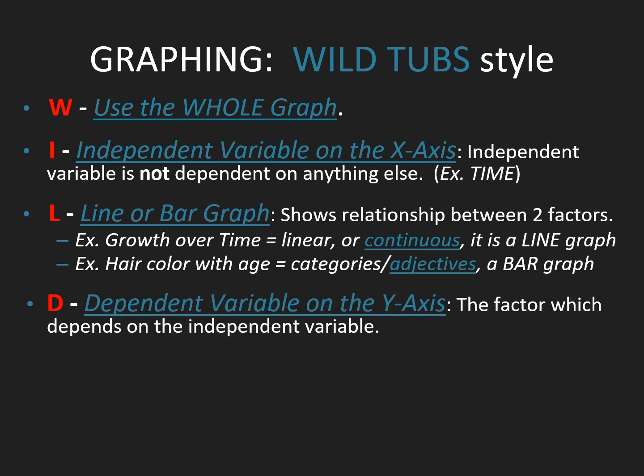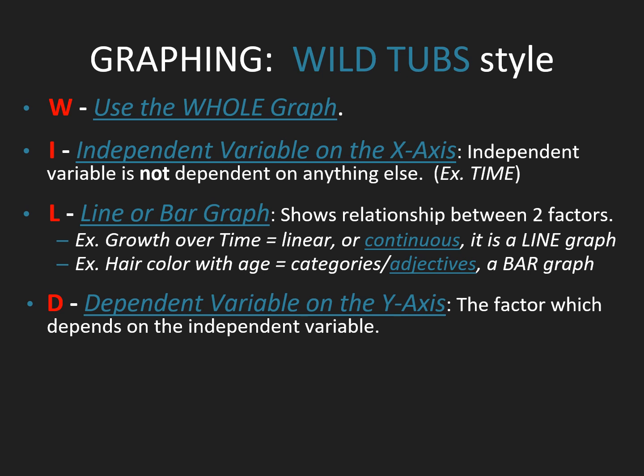So our D is dependent variable, and that's going to go on the y-axis. This is what we're measuring, and this is what is dependent on the independent variable. Look back at your previous notes, know that it's a little bit more complex than that, but for now, yes, we can go back to this old factor. The dependent is being changed by the independent, and so therefore that dependent is going on our y-axis.